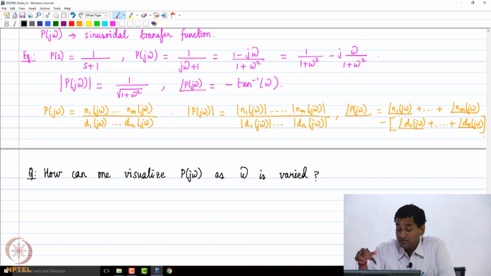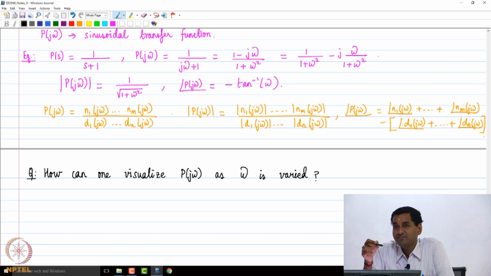But as the system order increases, the sinusoidal transfer function becomes more and more complex in structure. Then how does one interpret it and use it for design? From that perspective, it becomes quite important to figure out how one can visualize the sinusoidal transfer function's variation as omega is varied.